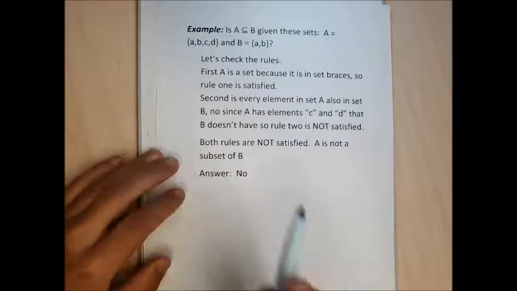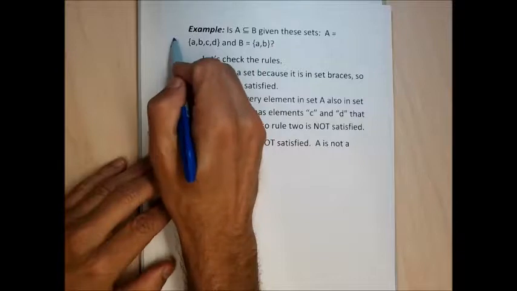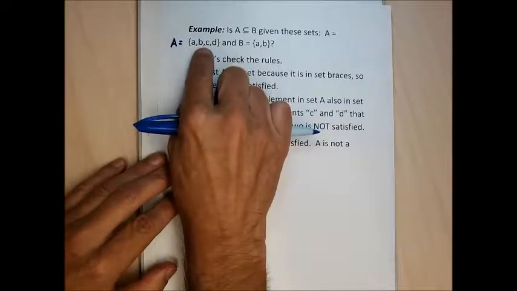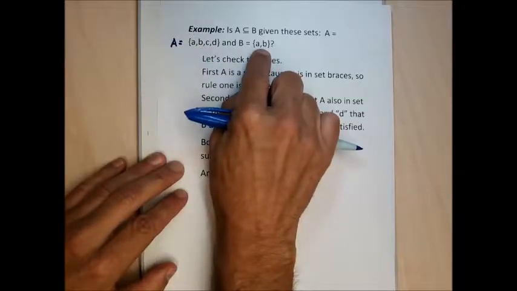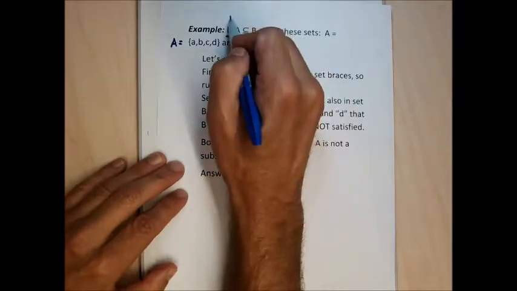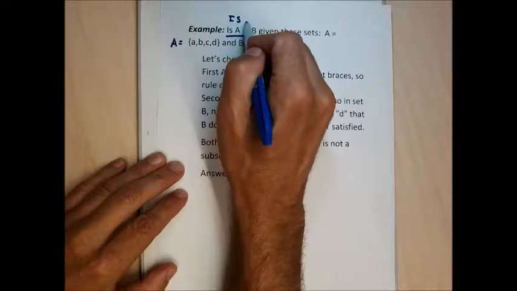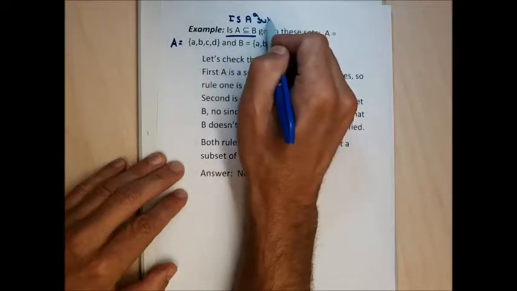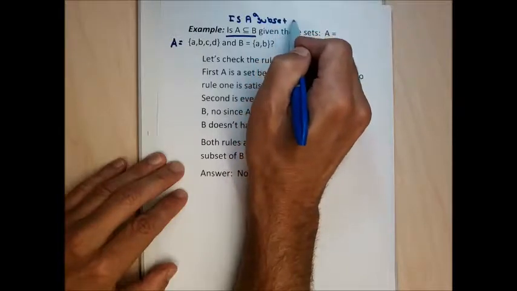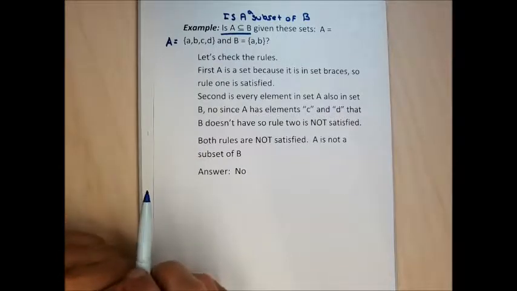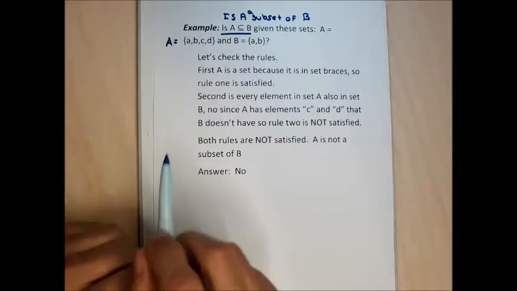So here's an example where I give you two sets. I give you the set A, which contains the letters A, B, C, and D, and the set B that contains the letters A and B. And the question is: is A a subset of B? For A to be a subset of B, it needs to satisfy two criteria.